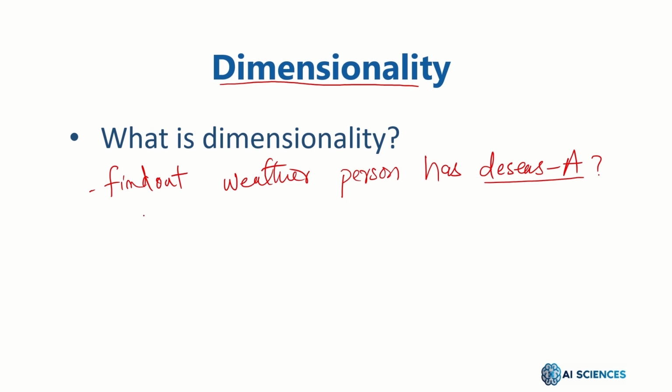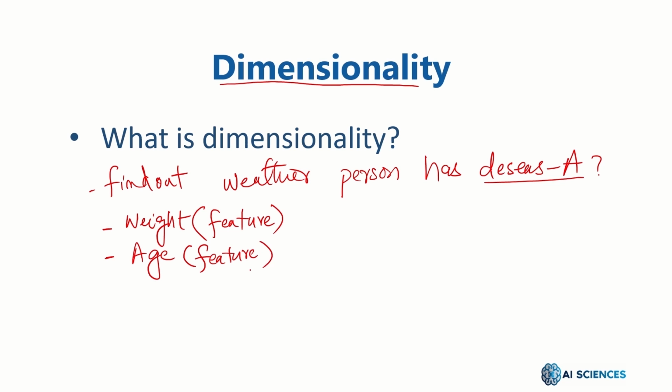So maybe one attribute is the weight of a person. That might be one attribute, or we call it one feature. It may be helpful in categorizing whether a person has disease A or not. Another feature might be age. That might be a feature.